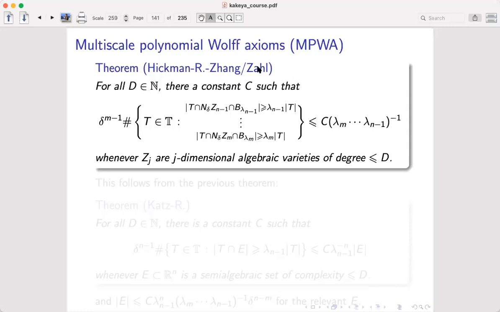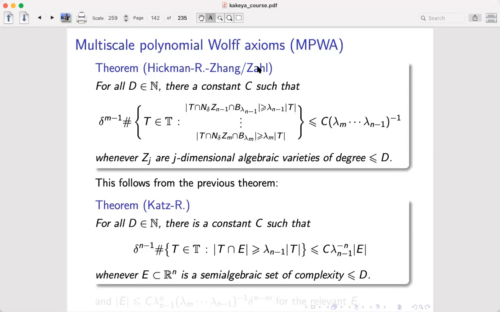In hindsight, not surprisingly, it means the argument was somehow more obvious than I thought it was. So, how to prove this one? Well, this is the first version of the theorem. Instead of lambda, we put lambda to the n minus one. It's the first lambda which appears in the polynomial partitioning argument.